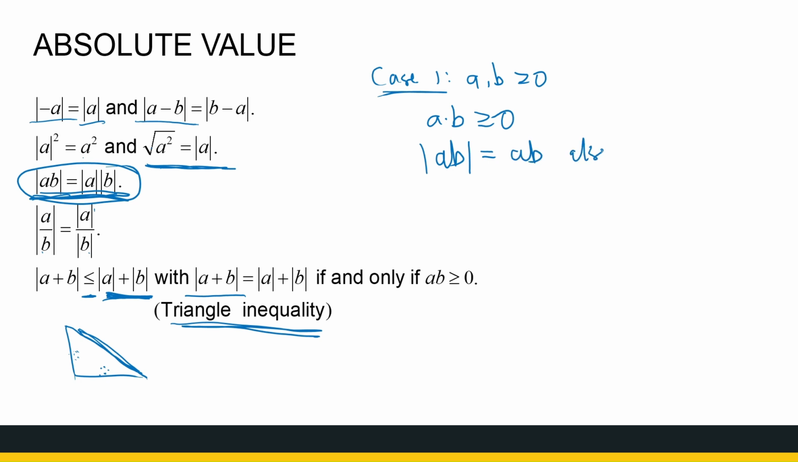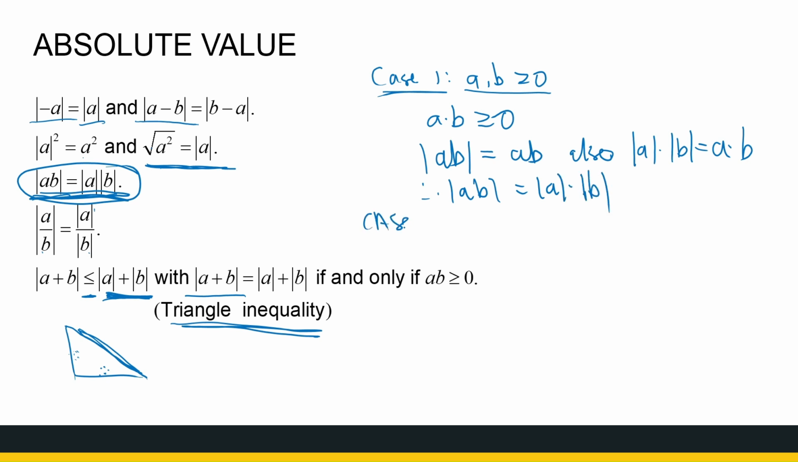And also, if I look at the absolute value of A times the absolute value of B, the absolute value of A is greater than or equal to 0, so that just gives me A. B is greater than or equal to 0, so that's A times B. So I've shown for this case that the absolute value of AB is equal to the absolute value of A times the absolute value of B.